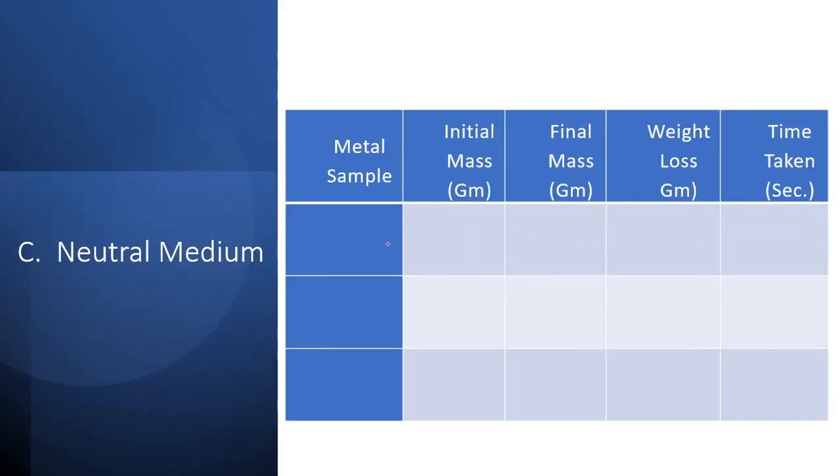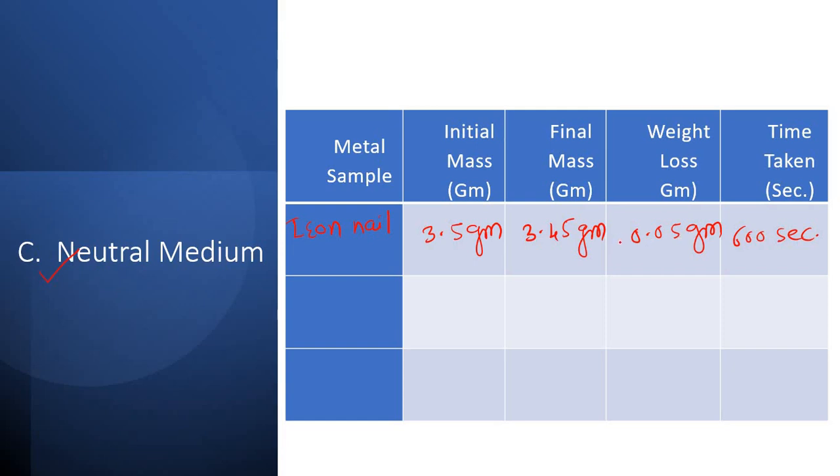Now for neutral medium, again the same nail sample, iron nail. Initial mass of that iron nail is suppose 3.5 gram. Final mass is 3.45 gram. Time taken for this is 600 seconds again. So loss in weight is 0.05 gram. So the rate of corrosion in neutral medium is very slow. That's why the loss in weight is very less.